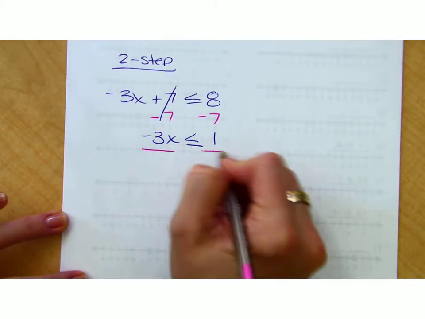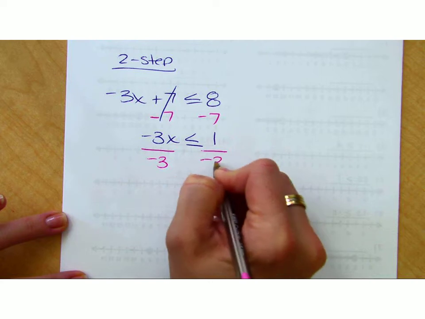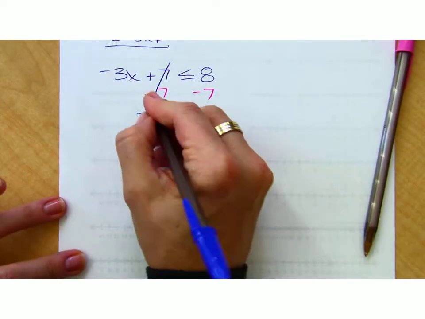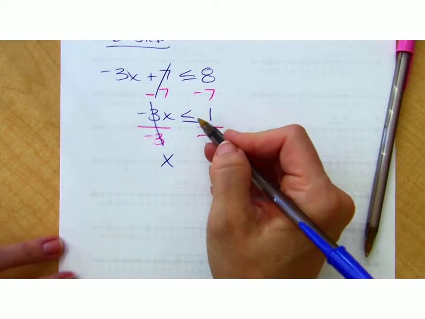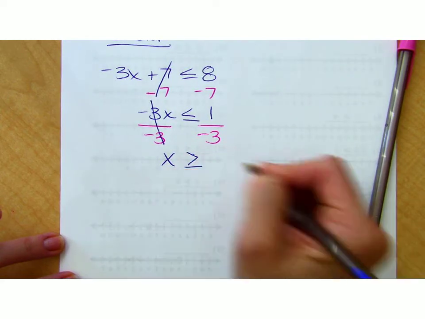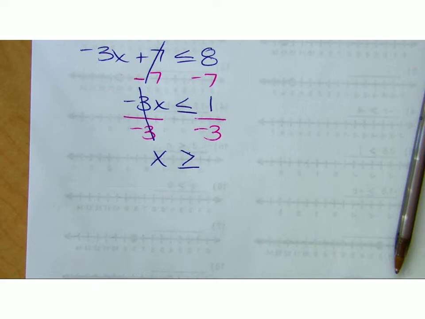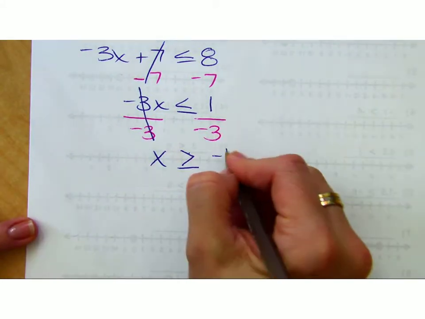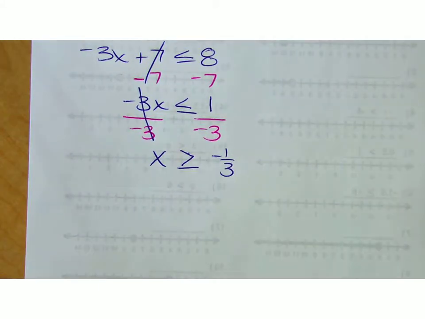Now I'm about to divide by a negative 3. And because I just divided by a negative, this is no longer going to be a less than sign. It's going to be a greater than or equal to sign. And how can I clean my answer up? You don't really need to do anything to it. Your answer is just negative 1/3.